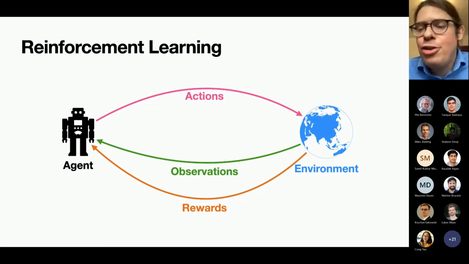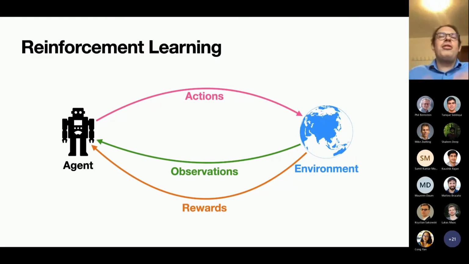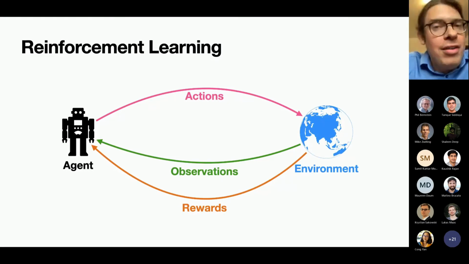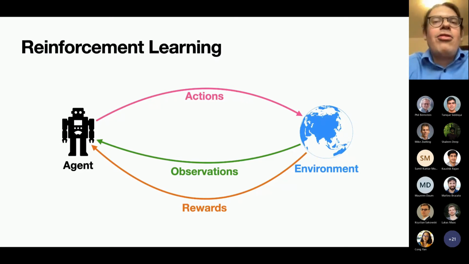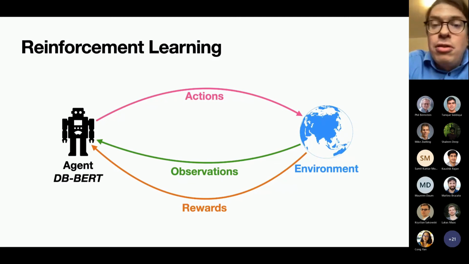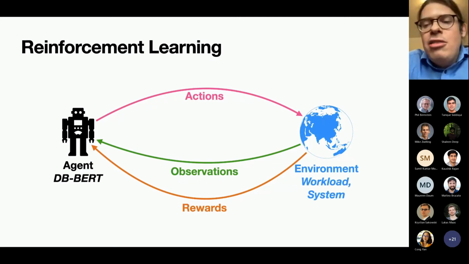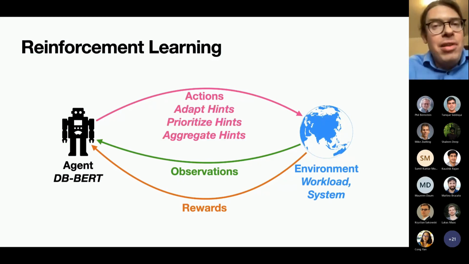But of course, initially, the agent does not know how the environment works, so it needs to figure out over time which action sequences lead to maximal rewards, and in order to do that, it needs to solve this exploration-exploitation dilemma. Now, mapping this generic scenario to the specific scenario that we have here, the agent corresponds, of course, to the DB-BERT system. The environment is characterized by workload and system properties, and actions allow the agent to adapt hints, meaning to deviate from recommended values, to prioritize between different hints, and to aggregate hints in order to evaluate them in trial runs.